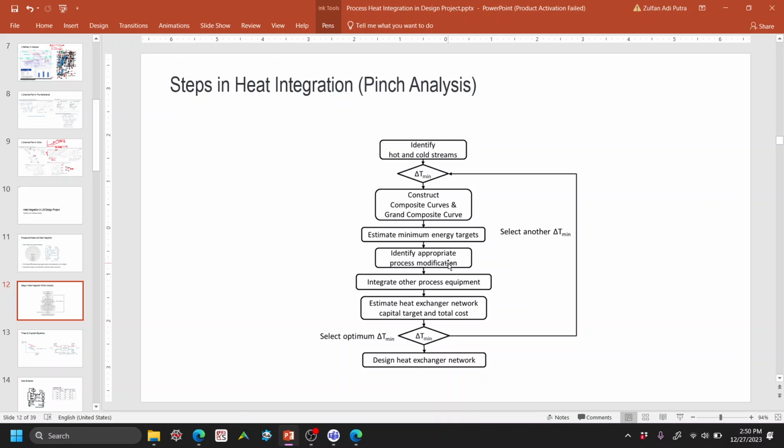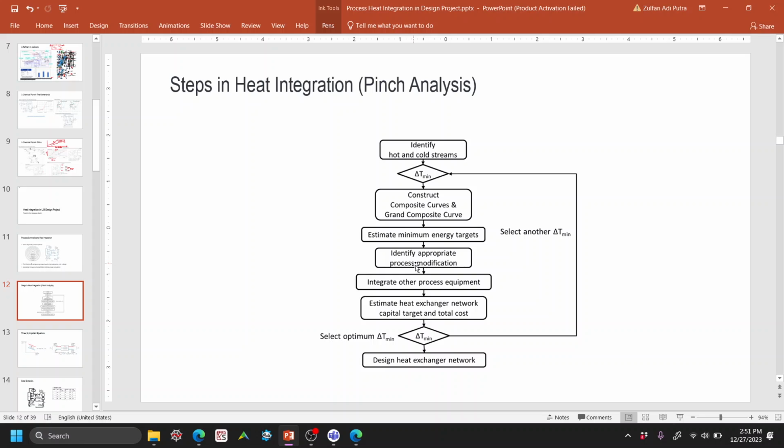From these graphs, as I will show you later on, you can identify any feasible process modifications. Once you identify a feasible process modification, you can try to modify it, but then you have to go back to this step, because the streams can change. Either the flow rates can change, or the temperatures in and out can change, so anything can change. So we can see the targets, and if it's feasible, we can apply that process modification. If it's not feasible, we can just discard that option.